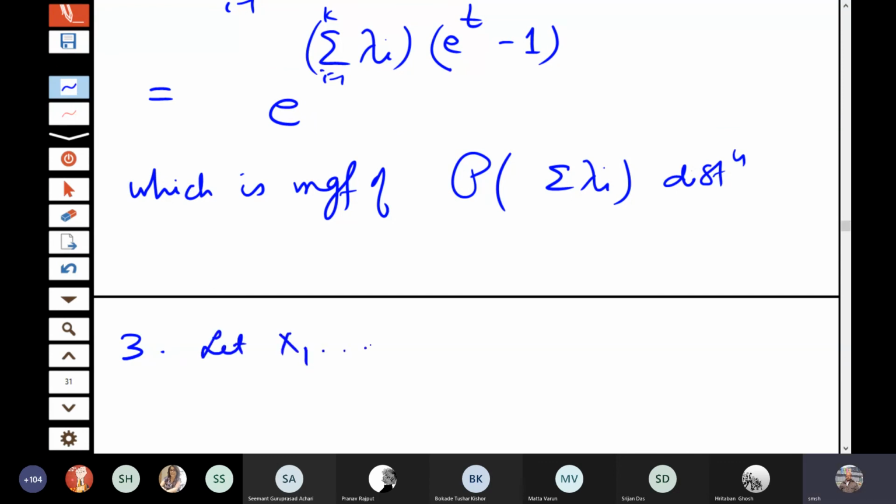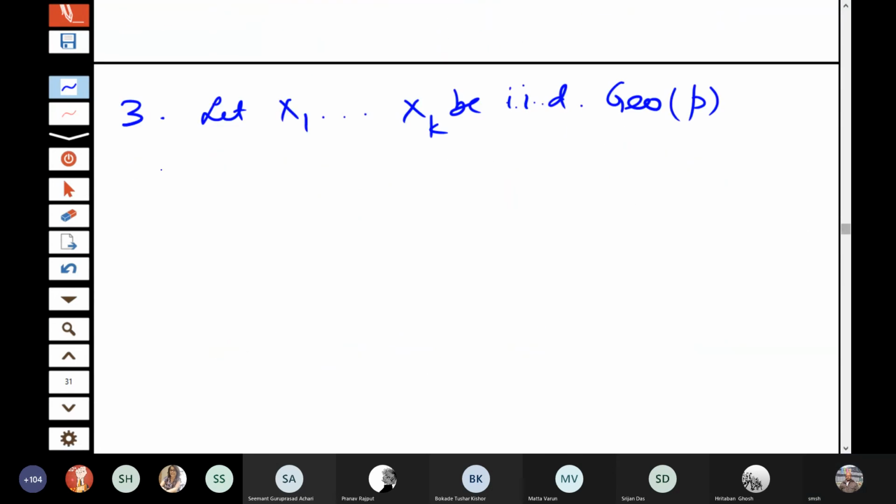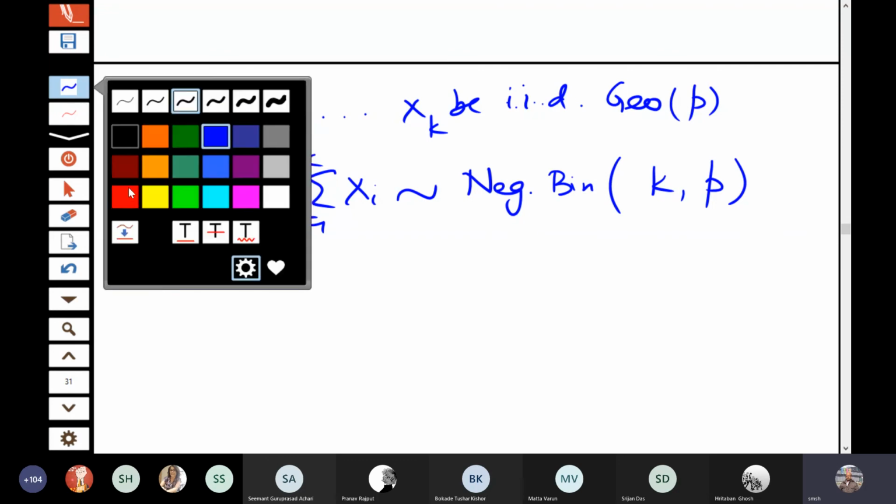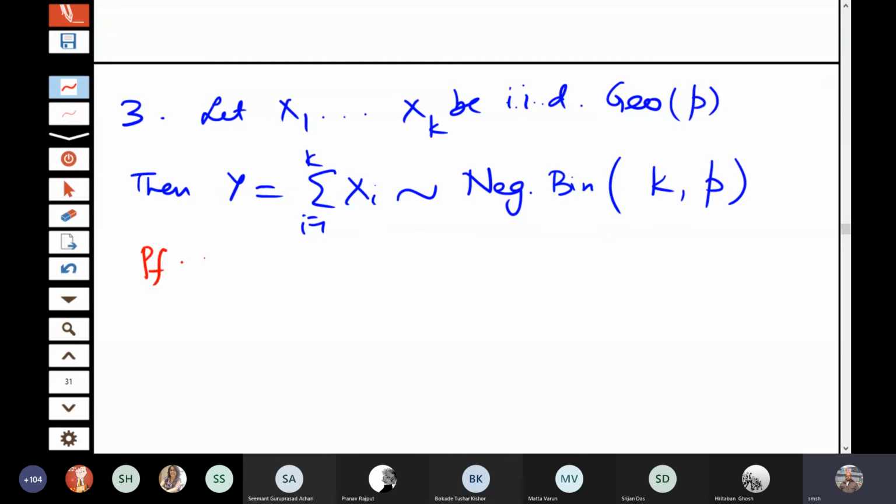Let x1, x2, xk be IID geometric(p). Then what is the distribution of sigma Xi? That will be negative binomial with k and p. Anyway, I am not writing down the proof of these. You can write it yourself.